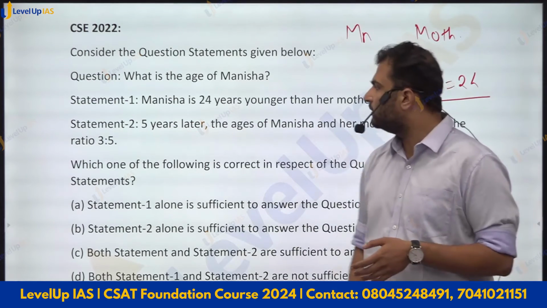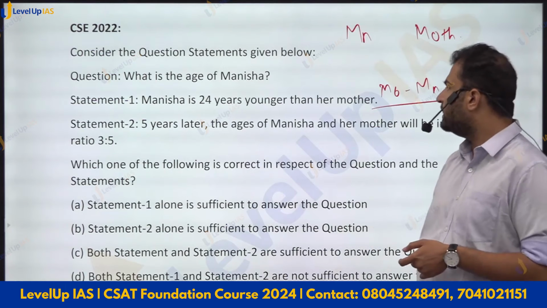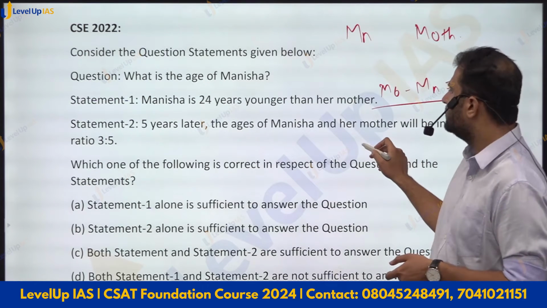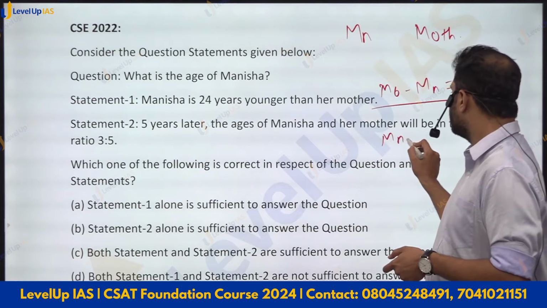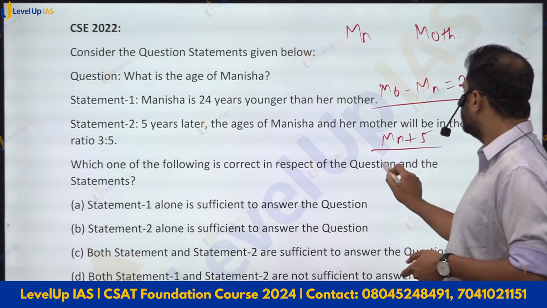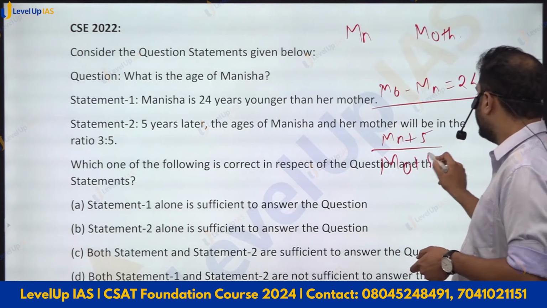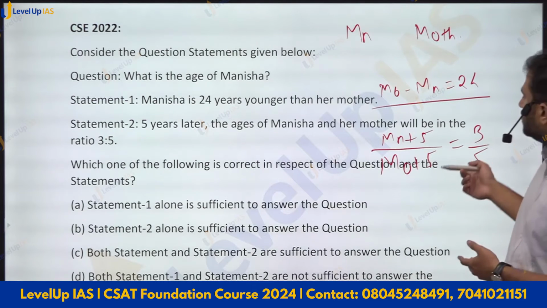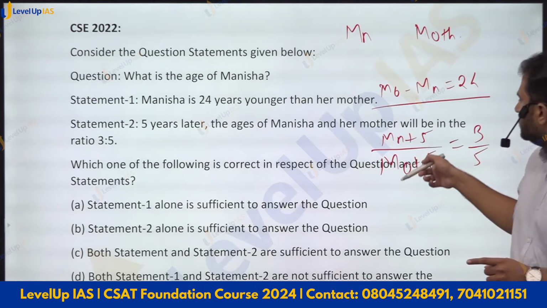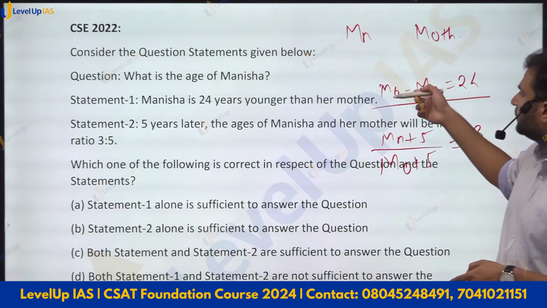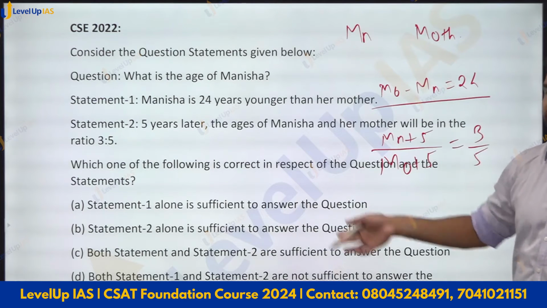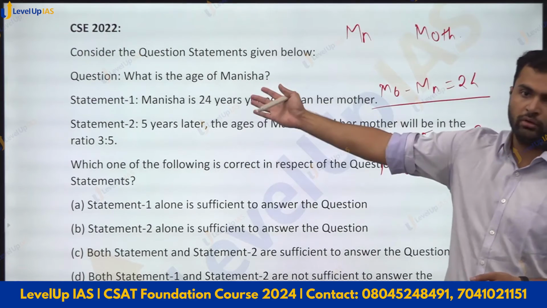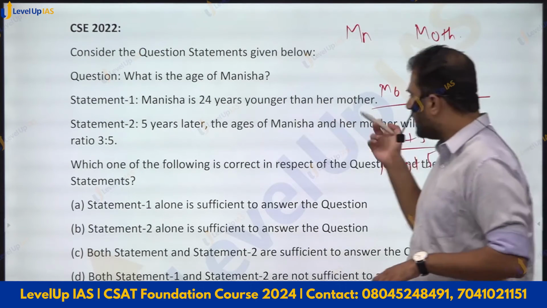Statement 2 is that 5 years later, the ages of Manisha and her mother will be in the ratio 3:5. So what is the age of Manisha 5 years later? It is Mn plus 5. And the age of mother is Mo plus 5. And their ratio would be 3:5, that is given. This would be one equation, this would be another equation. If these two equations are different, then we can solve for the age of Manisha. If these two equations are the same, then we cannot solve. So all we have to check is, are these two equations the same?